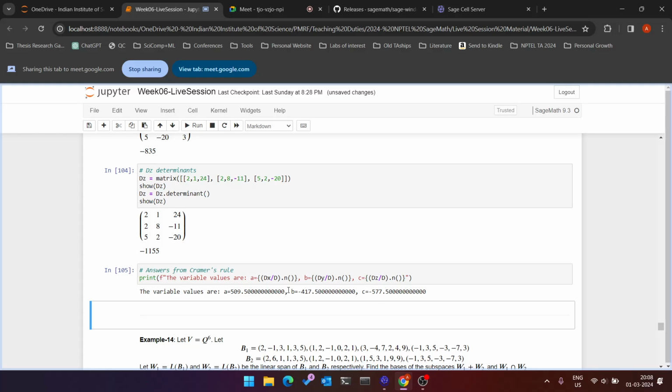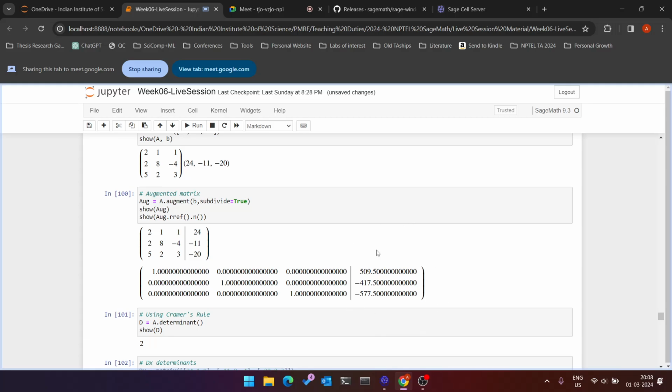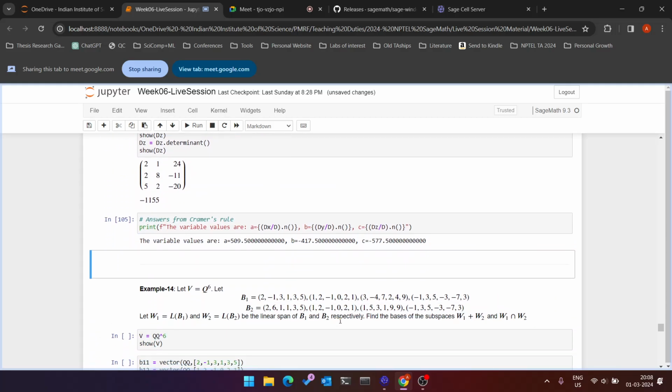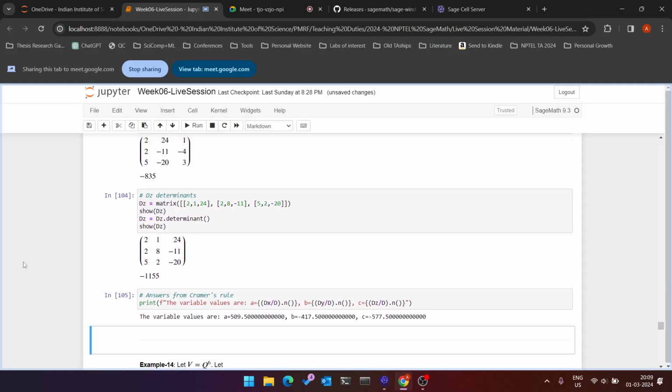So the answers are 509.5, minus 417.5 and minus 577.5, which are consistent with what we obtained from our row reduced echelon form. Okay, so this is a demonstration of Cramer's rule. Any doubts till now, or is it all smooth sailing so far?